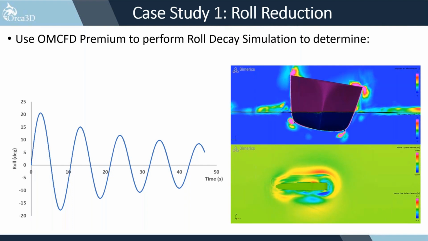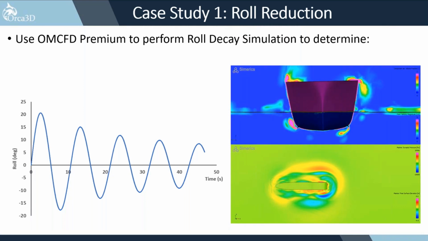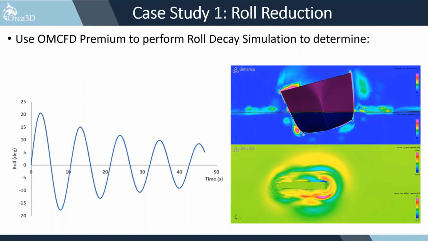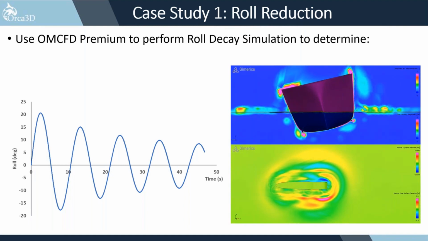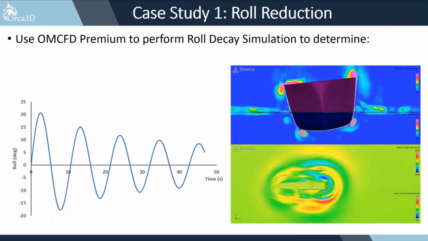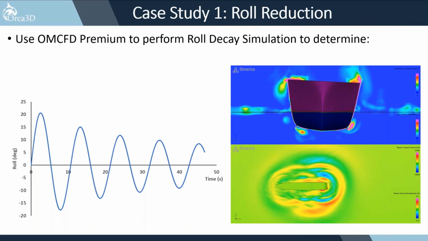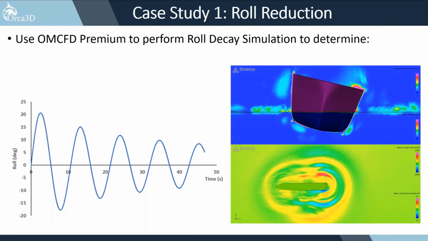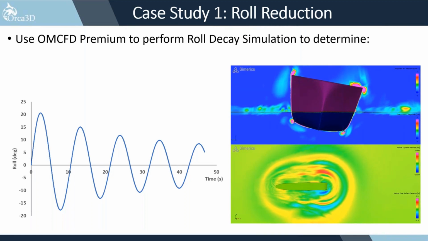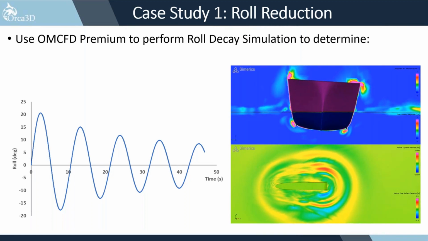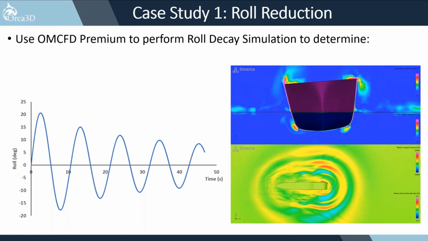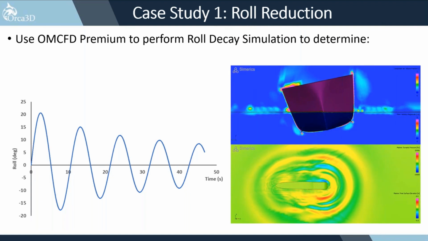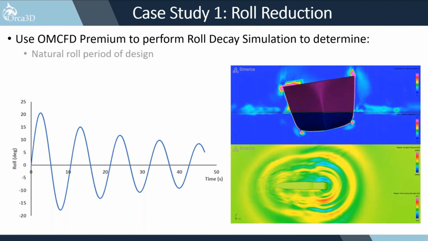In the upper image, what we're showing here is vorticity in the flow. You can see at the tips of the bilge keels a significant amount of vorticity being generated, and that is also providing a significant amount of damping to the flow. So the time history of roll that you see on the left is showing the initial large peak and then a slow varying decrement of magnitude as the damping occurs.